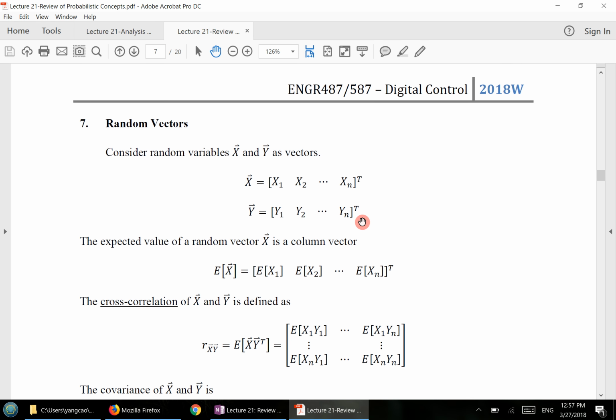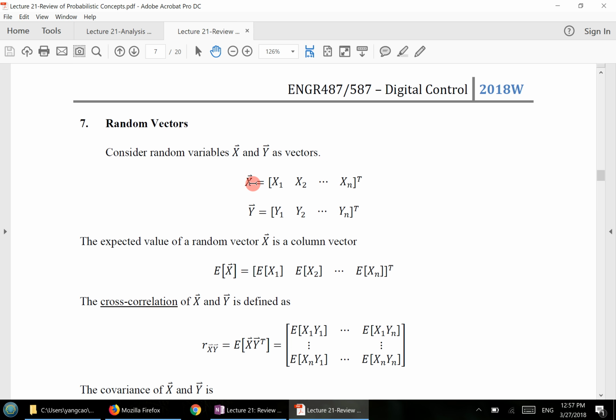Now we're going into a little bit more sophisticated situation. So now you have two variables, right? Now we're looking at two random variable vectors. So x is a vector, y is also a vector here. And x contains n random variables, and so does y. I'll give you an example shortly, so under what scenario we will see this.